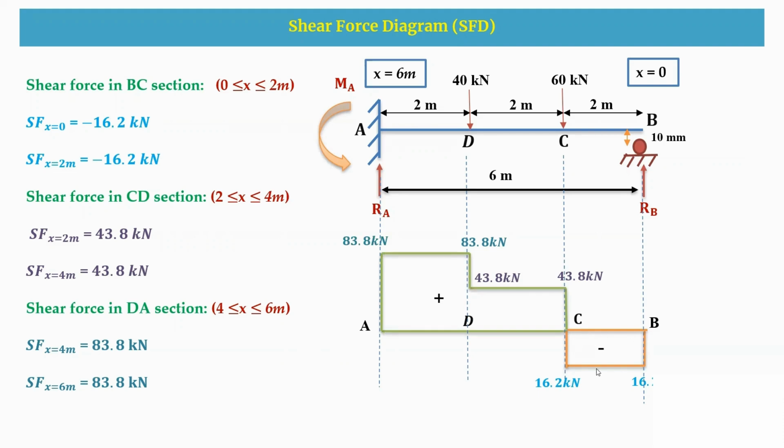So B to C, it is negative 16.2 kilonewton. C to D, it is 43.8 kilonewton positive. And D to A, it is 83.8 kilonewton positive. So this is the shear force diagram.